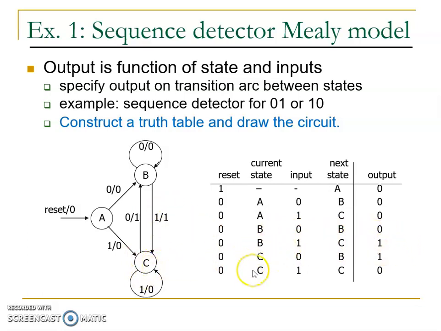For state C, input 0, next state is B, and the output will be 1, so we write 1 here. For state C, input 1, the next state will be C again, so we write C here, and the output will be 0. So this is the truth table for this sequence detector, Mealy model, Example 1.